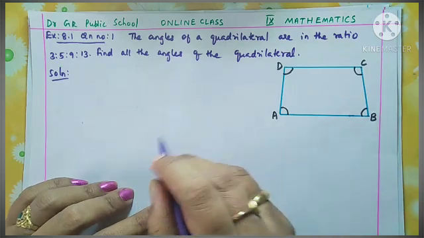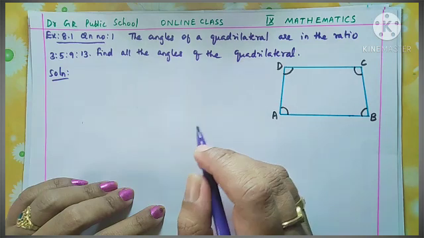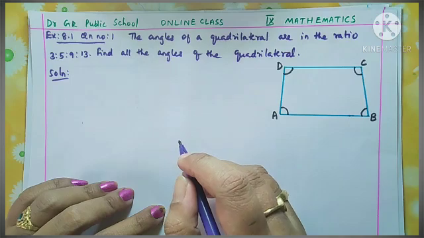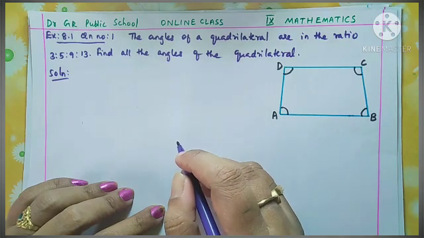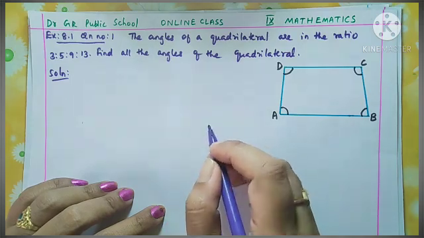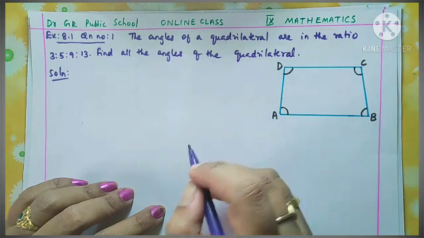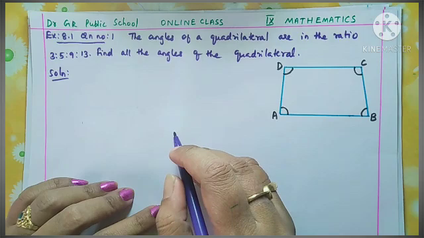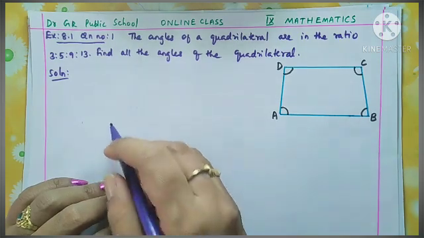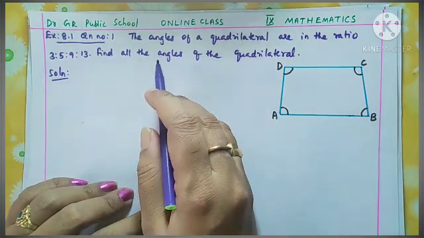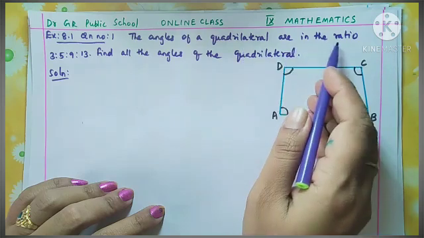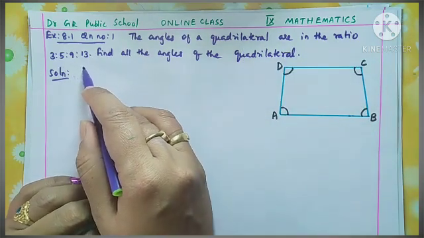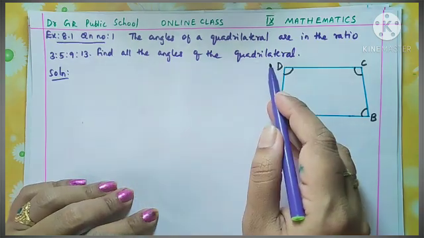So using all those properties, results and theorems we discussed in the previous video, we are going to see some problems from your exercise. This is exercise 8.1, question number 1. The angles of a quadrilateral are in the ratio 3:5:9:13. Find all the angles of the quadrilateral.